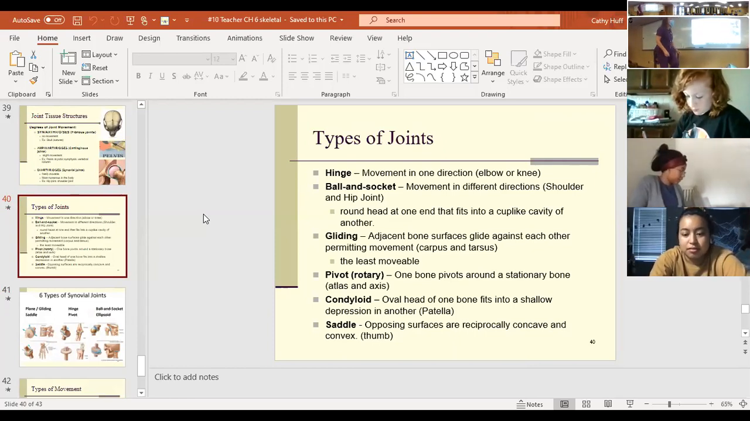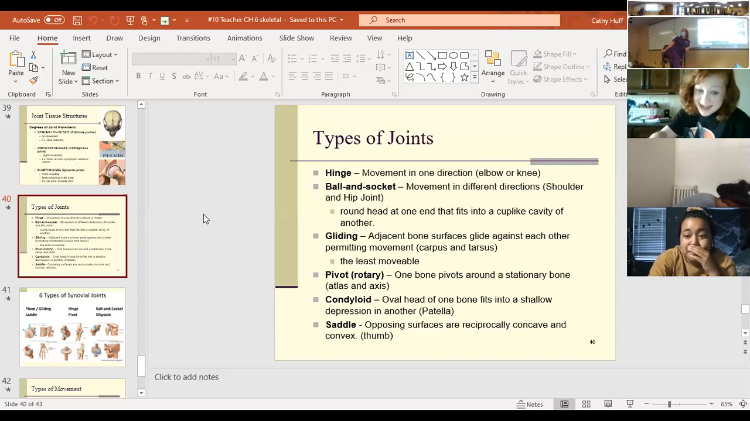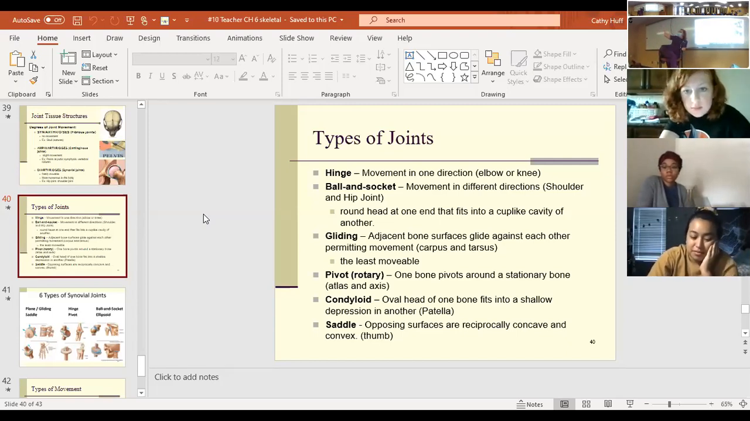All right, so we have some types of joints, and these are named by the movement that they do. A hinge joint. Think of a door opening and closing. It only moves in one direction. An example of your hinge joint would be your elbow. This is the only movement my elbow can do. I can't go side to side. I can't go the opposite way back. I can close the door. I can open the door. So this is called a hinge joint.